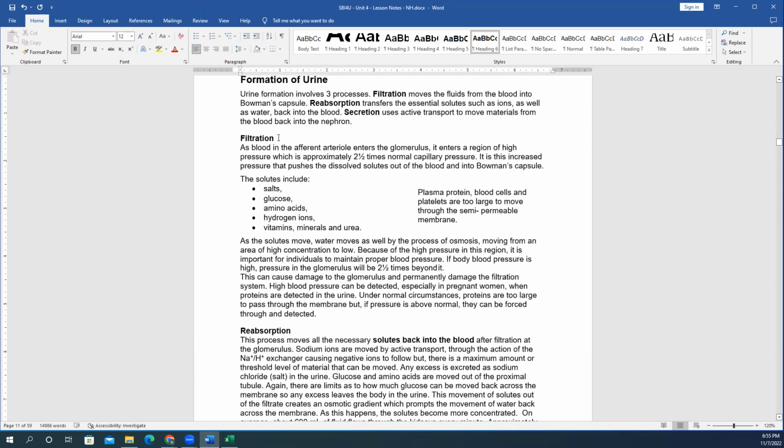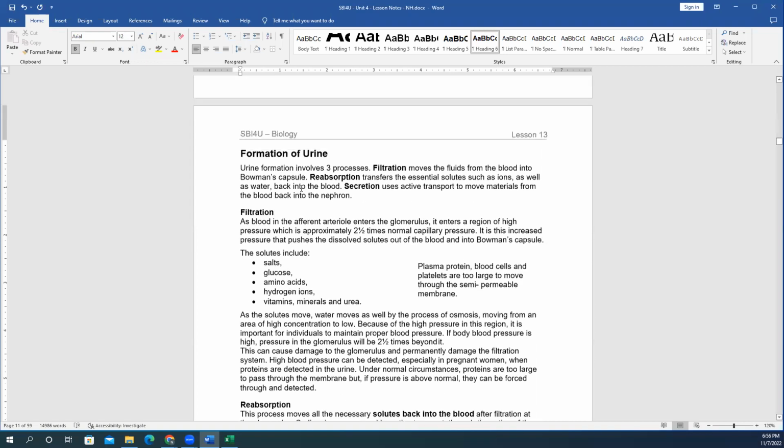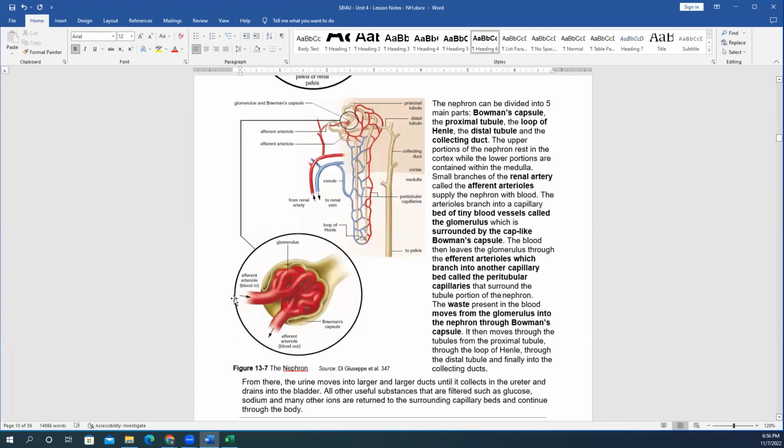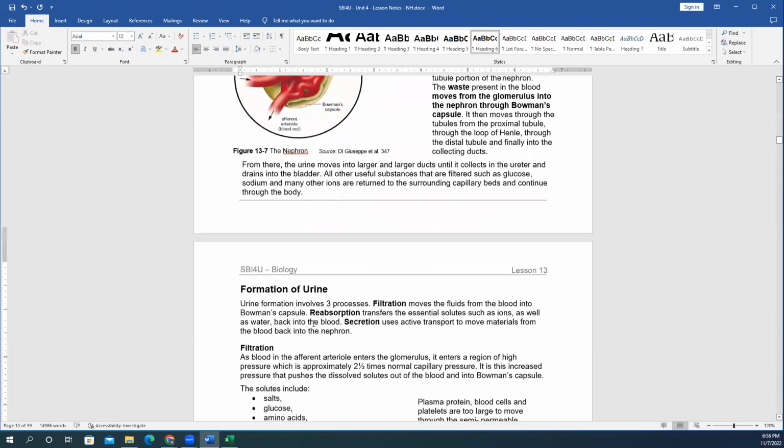So let's look a little bit closer at each one of these steps: filtration, reabsorption, and secretion during urine formation. So first of all, in filtration, which takes place at the interface between the glomerulus and Bowman's capsule, as the blood in the afferent arteriole, so those are the small arteries that are bringing blood into the glomerulus. This is the afferent arteriole bringing blood in, and this is the efferent arteriole bringing blood back out.